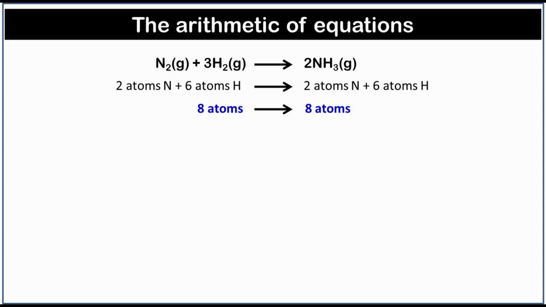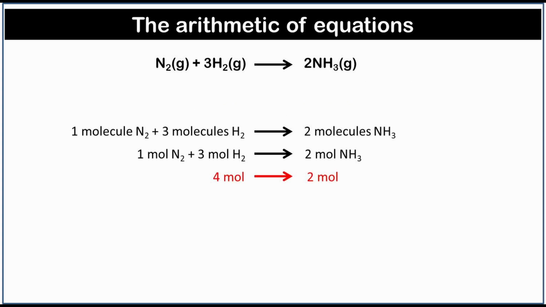In a balanced equation, one molecule of nitrogen gas reacts with 3 molecules of hydrogen gas to form 2 molecules of ammonia gas. Remember, the number and type of atoms are not changed in a reaction. When we look at the number of molecules, we know that the ratio of nitrogen to hydrogen to ammonia will always be 1 to 3 to 2.